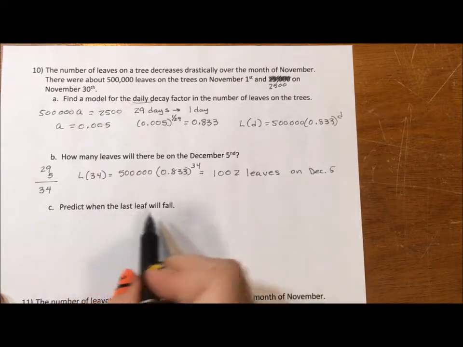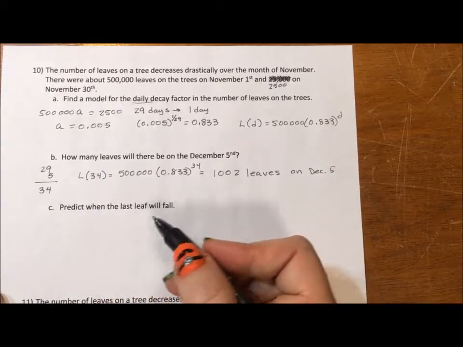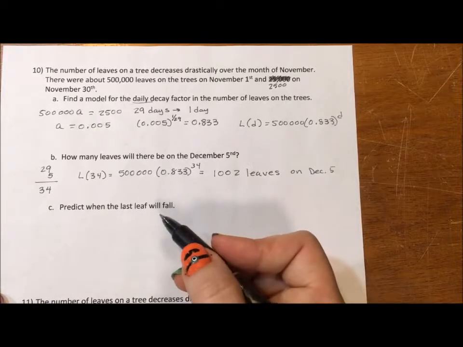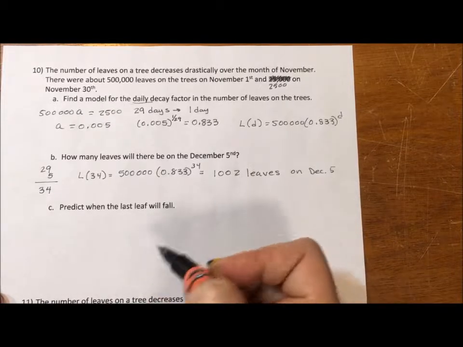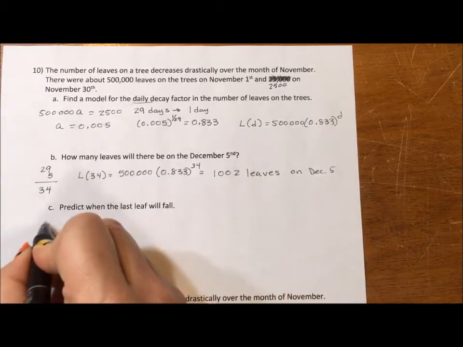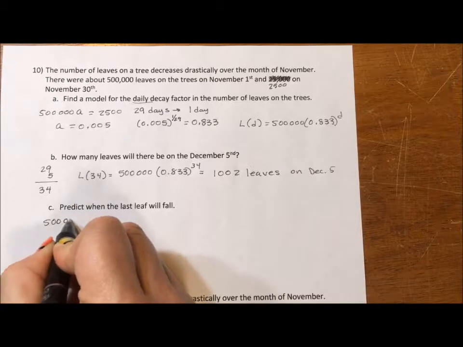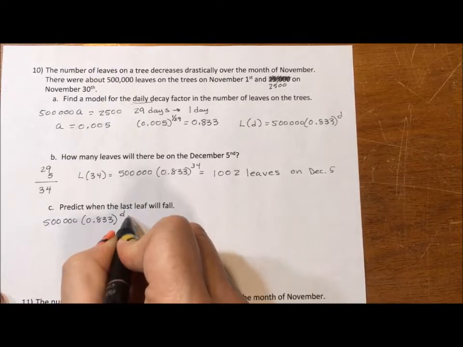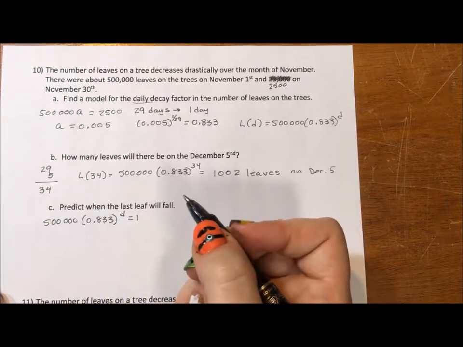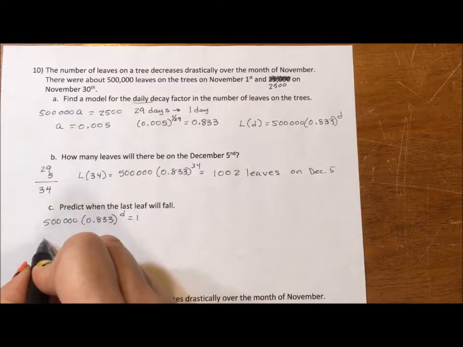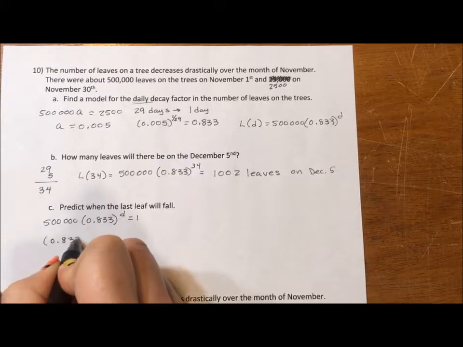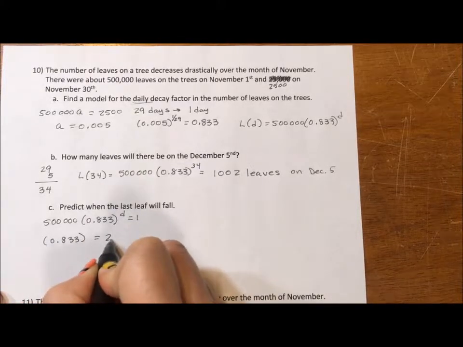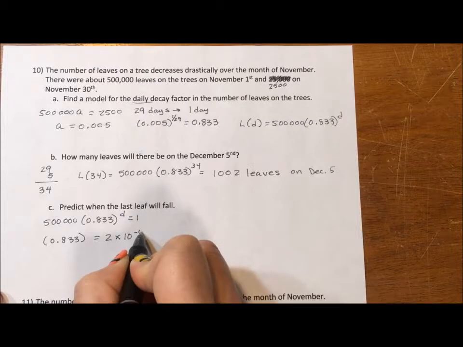Then it says, predict when the last leaf will fall. Because this is exponential and exponents cannot make a number 0, we're going to use the number 1. We want to know when is 500,000 times 0.833 to the D equal to 1. Well, I start by dividing by 500,000. And when I do this, my calculator, not all calculators will do this, gives me 2 times 10 to the negative 6.